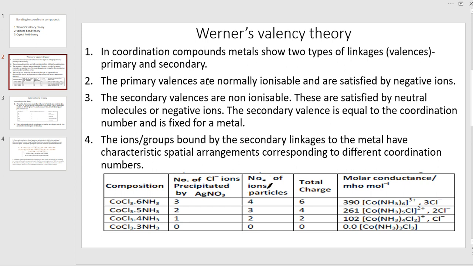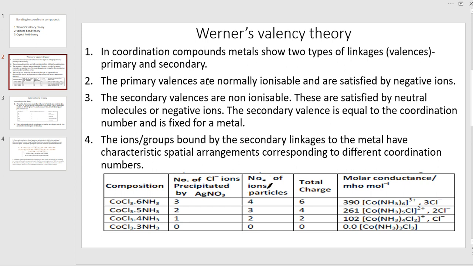The secondary valences are non-ionizable and these are satisfied by neutral molecules or negative ions. Secondary valence is equal to the coordination number and fixed for a metal. So it is very clear, secondary valence is equal to coordination number. Right, so coordination number is secondary valence and oxidation state of central metal ion is primary valence according to Werner's valence theory.